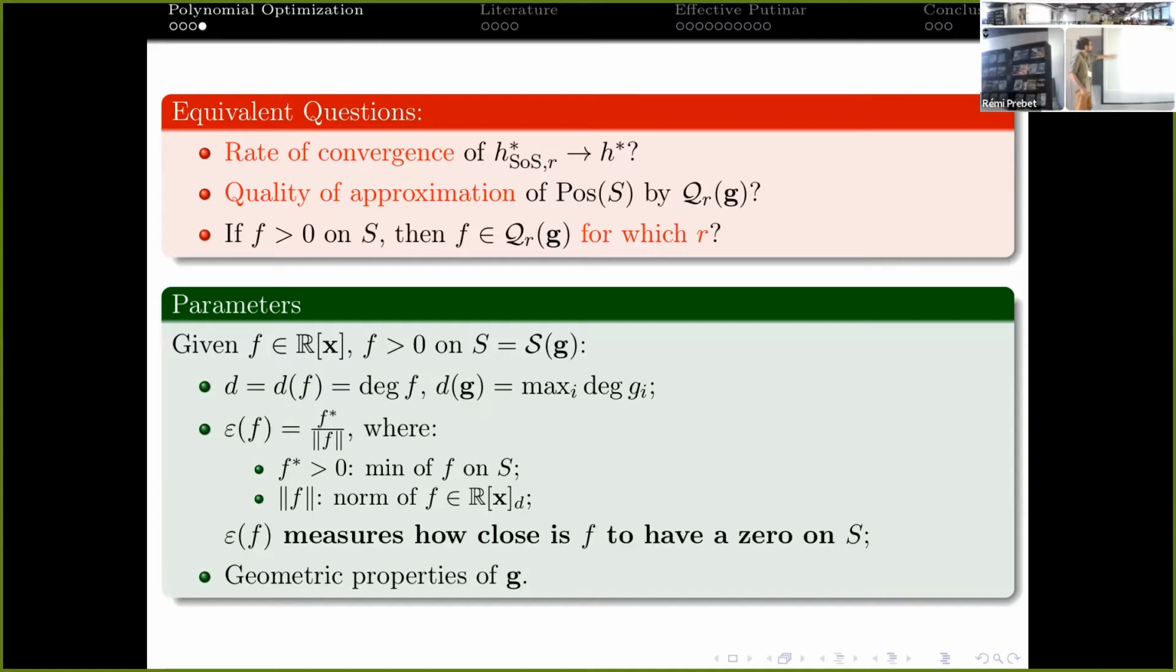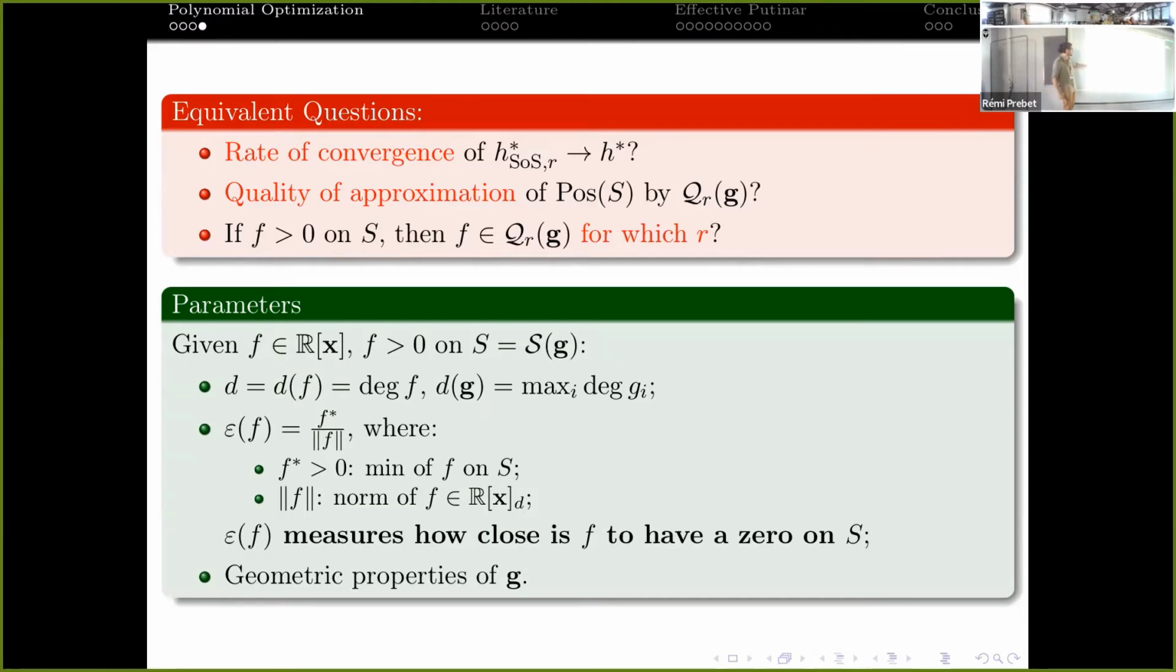Now, sorry for this part, we have a wall of notations, but they are important and we have to remember them. So we have f, which is our polynomial, it will always be strictly positive on X. We denote d or d_f the degree of f, and d_g the maximum degree of the g_i. And now, the most important thing, you just need to remember that epsilon of f is a measure. We denote epsilon of f a measure of how close f is to having a zero on the set X.